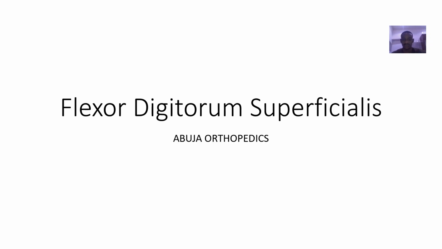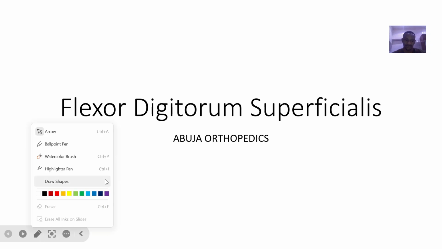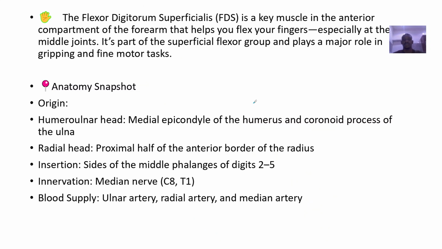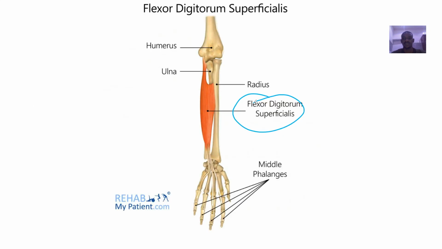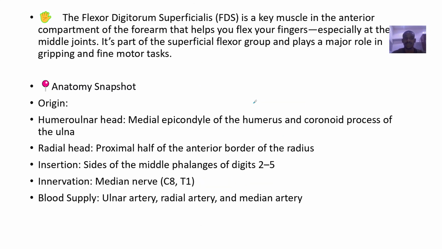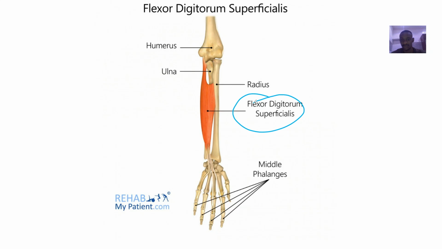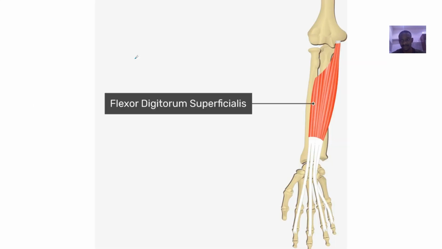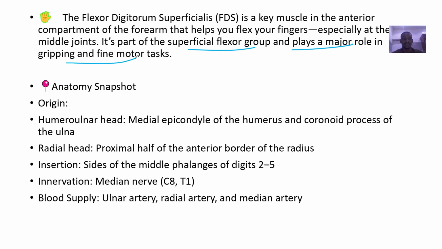So this is what is known as the Flexor Digitorum Superficialis. Just so you know, it is a key muscle in the anterior compartment of the forearm. It helps you to flex your fingers, especially at the middle joints, that's the middle phalanges. It's part of the superficial flexor group, and plays a major role in gripping and also fine motor tasks.